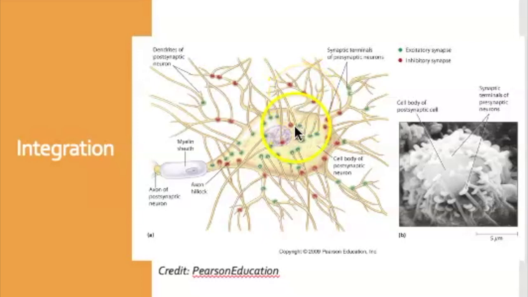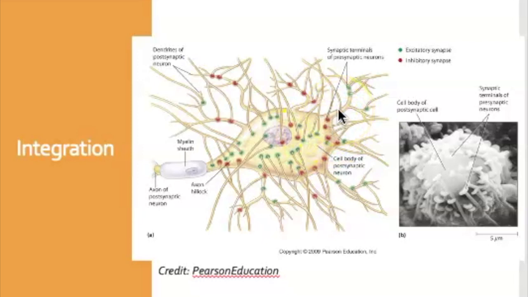Some of the dots are red and some of the dots are green. Everywhere that you see a green dot, you're looking at an excitatory chemical synapse. Everywhere you see a red dot, you're looking at an inhibitory chemical synapse. Different neurotransmitters, different types of chemical synapses. This single neuron is receiving all kinds of information.